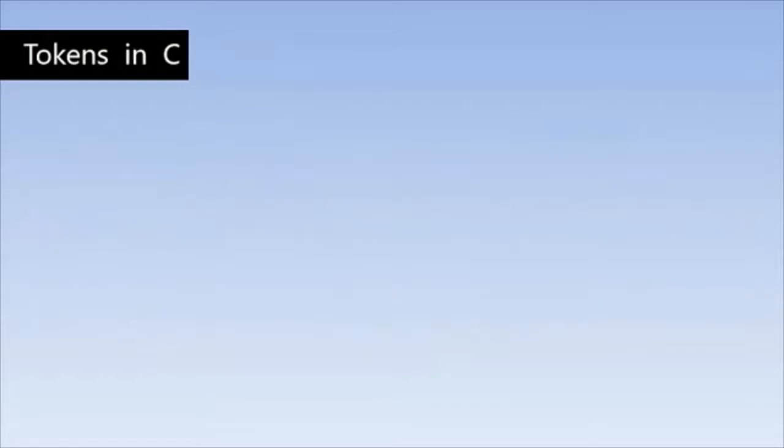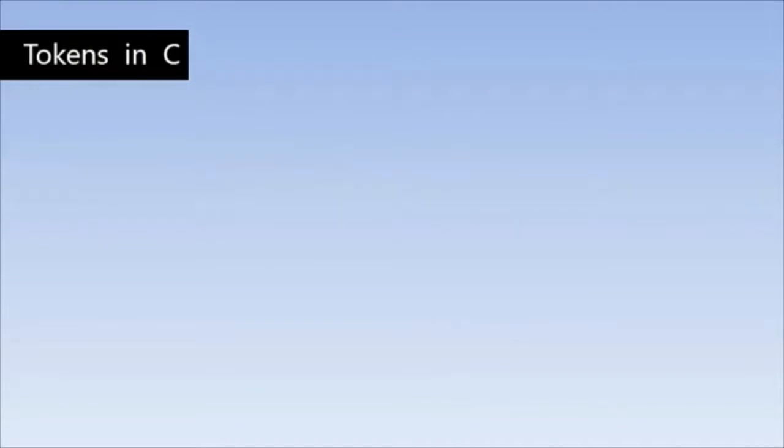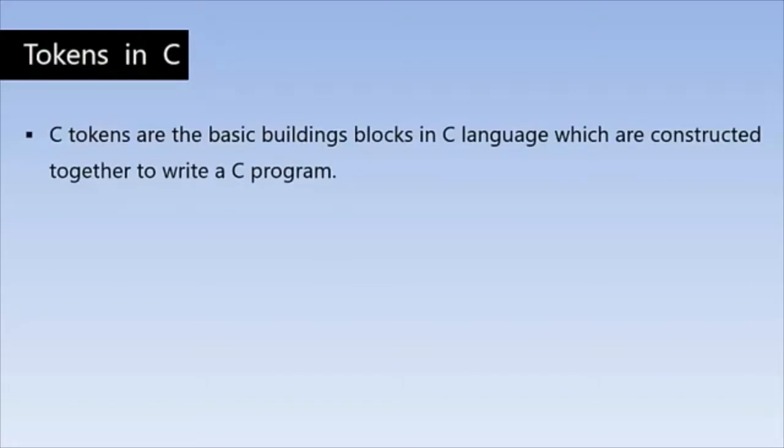So now let's get into a very important concept in C, that is tokens. You must all understand tokens first. This is a very important topic in the C language. C tokens are the basic building blocks in C language, which are constructed together to write a C program. Before you write a program in C language, you must understand the vocabulary of C language. So that is what C tokens are.